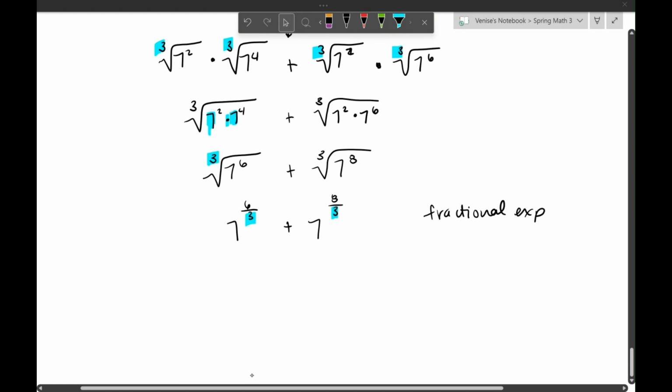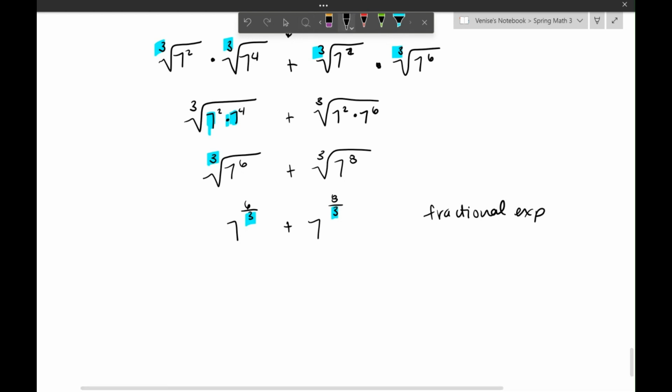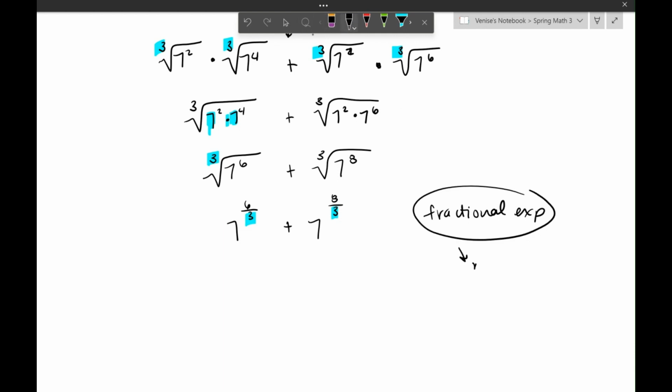So once you get here, make sure you know how to rewrite this. You just need to know how to rewrite from fraction to radical form. Let me know if you have any questions.